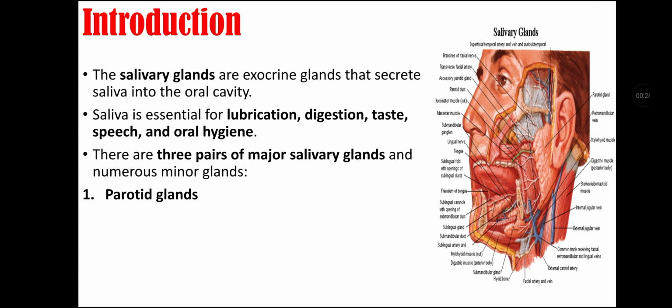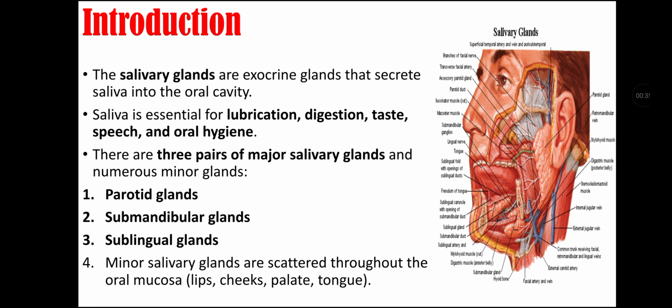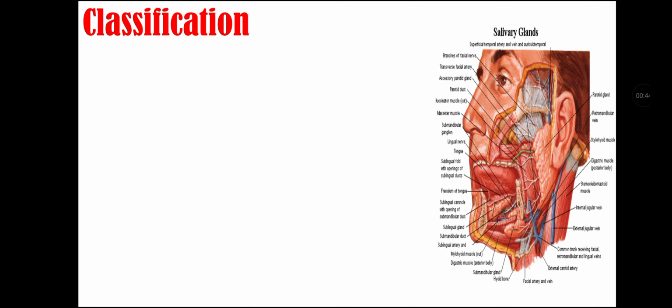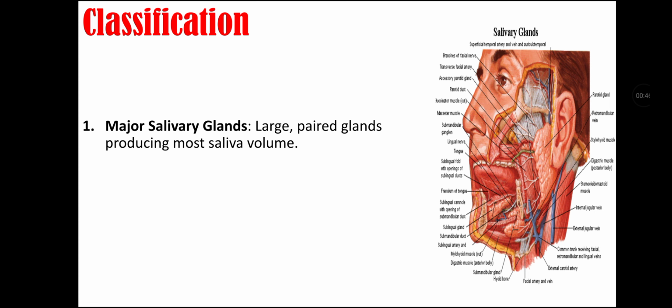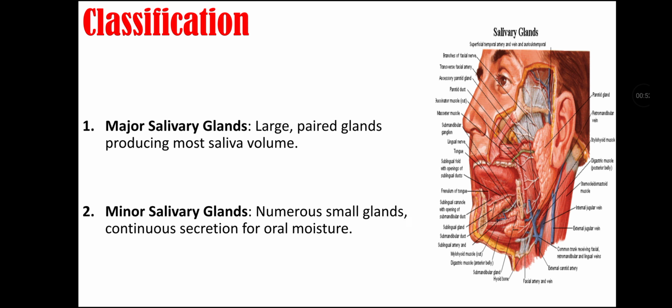The major salivary glands include the parotid gland, submandibular gland, and sublingual gland, and the others are minor salivary glands that are scattered throughout the oral mucosa, that may be in the lips, in the cheeks, in the palate, or in the tongue. Classification of salivary glands includes major salivary glands, that are large paired glands that produce more saliva volume. Then there are minor salivary glands, that are numerous small glands that produce continuous secretion for oral moisture.